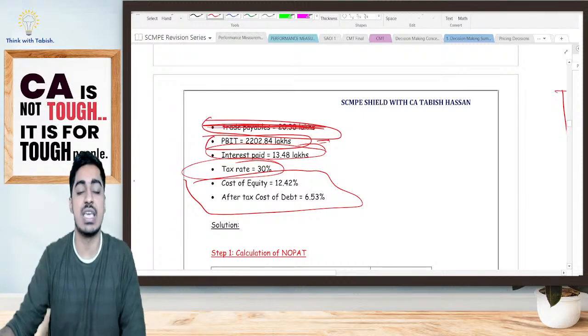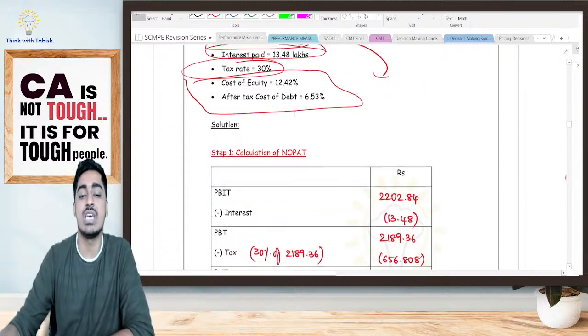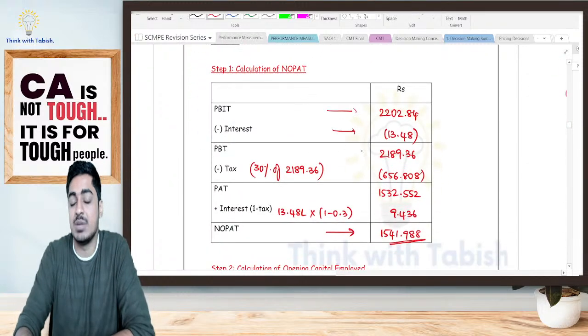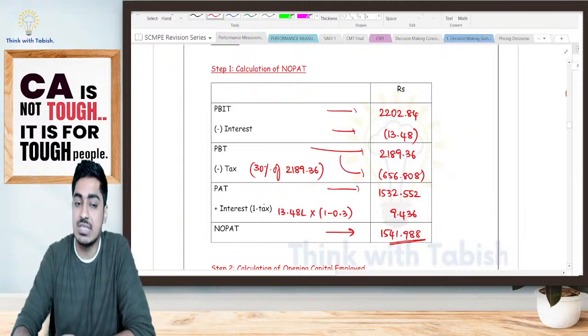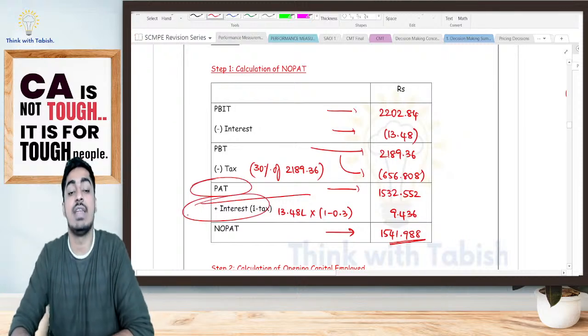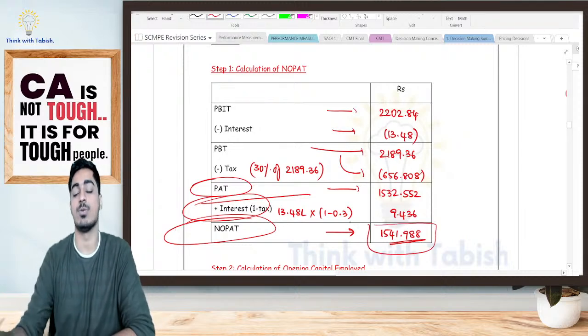Now, first step is calculation of NOPAT. Either directly from PBIT I can calculate, or else I will do my complete steps. I can tell PBIT minus interest, I will get my profit before tax. On this, I will pay my tax, I will get my profit after tax. This is my after tax profit for equity holders. I will add after tax profit for my debt holders. I will be getting my NOPAT, which is 1541.988.